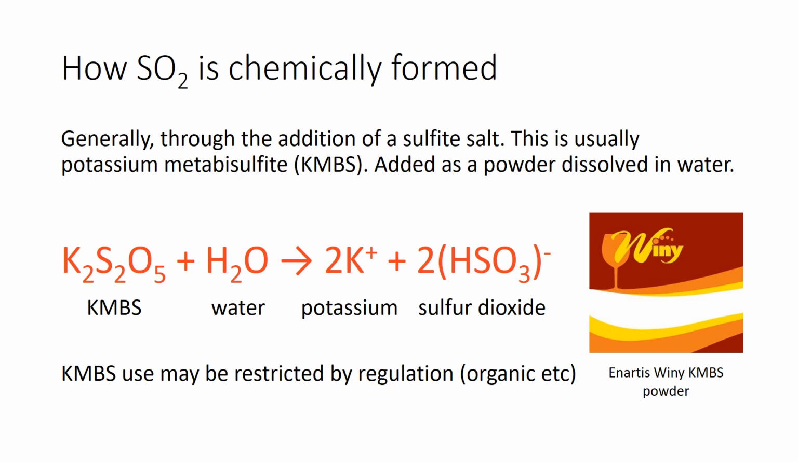So here's a little chemical formula here in red. KMBS with water forms potassium and sulfur dioxide. That potassium eventually is destined to go away during cold stabilization, and the sulfur dioxide will remain. The KMBS use may be restricted by local regulation, including things like organic certifications. For example, in the United States, you can't have added sulfites in your wines.